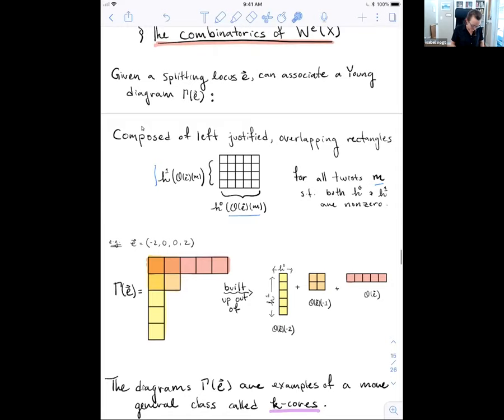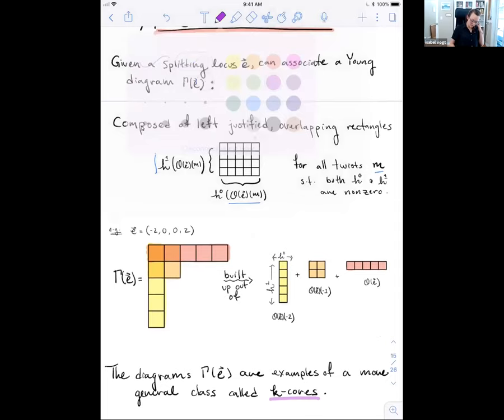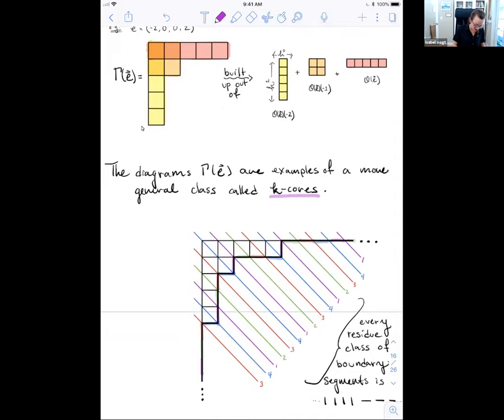And one of the things that I think is really nice in this story is that these gamma of E are an example of a much more general class of Young diagrams that were studied by combinatorialists for a long time, which are called K-cores. And I like to think of K-cores as a K-discrete convexity property.